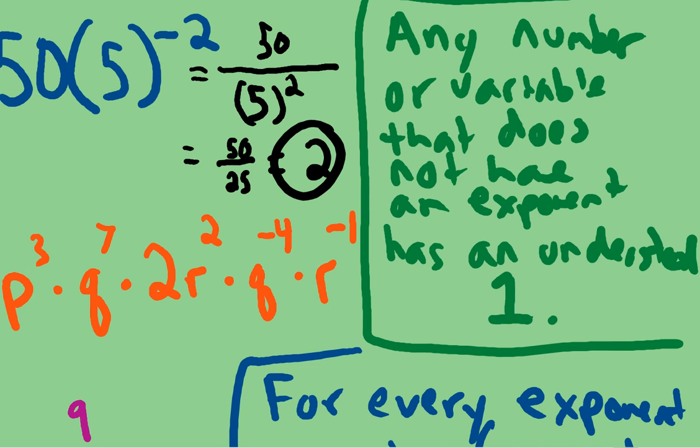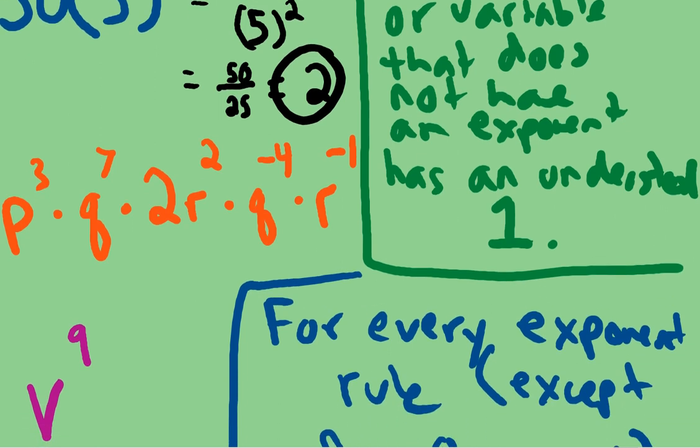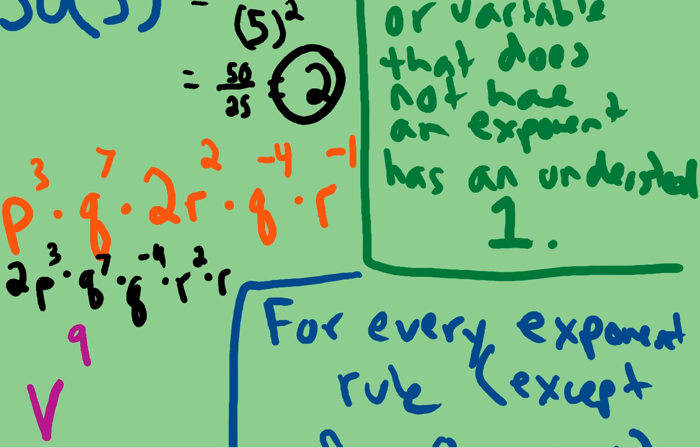All right? Any number or variable that does not have an exponent has an understood 1. The orange one. We answered one like that earlier. We're going to put the numbers with the numbers. Really all I have is a 2. I'm going to do the p's next. I have a p to the third, times, keep going through here, no other p's. So that's the only p I have. Q to the 7th times q to the -4. And then we have times r squared times r to the -1.